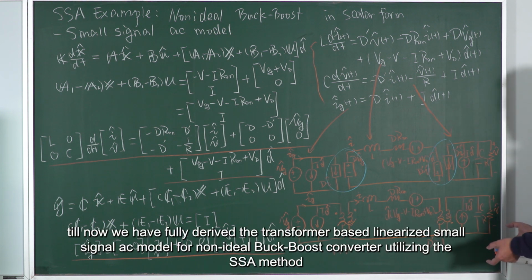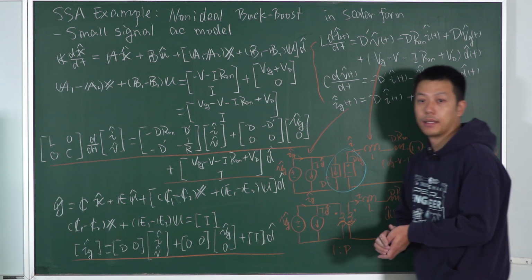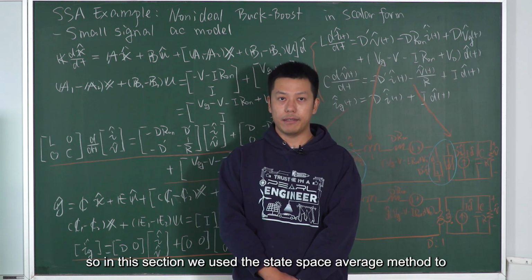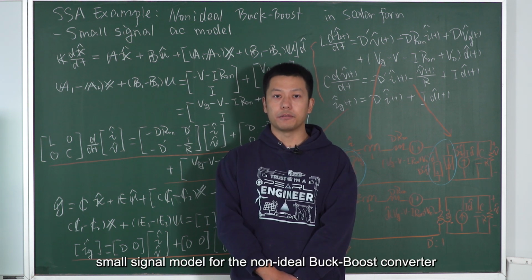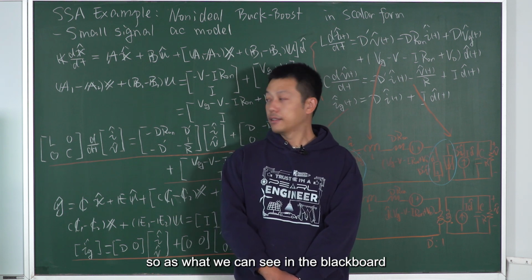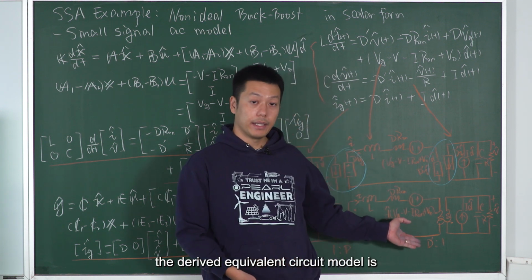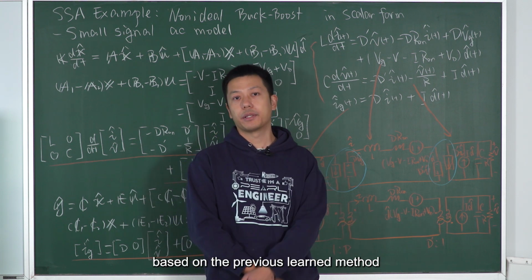Till now, we have fully derived the transformer-based linearized small signal AC model for the non-ideal buck boost converter utilizing the SSA method. Okay, so in this section, we used the state space average method to build the AC small signal model for the non-ideal buck boost converter. As we can see on the blackboard, the derived equivalent circuit model is essentially the same as what we have derived based on the previously learned method.